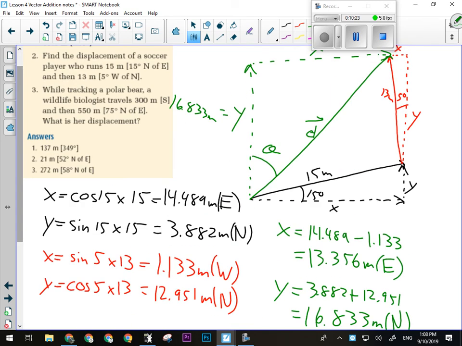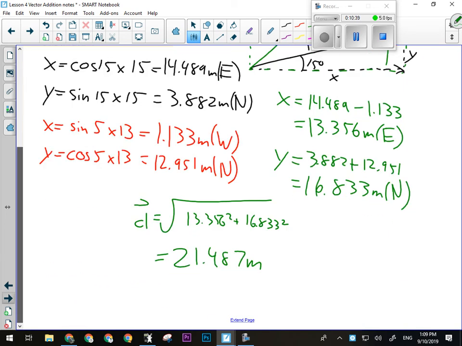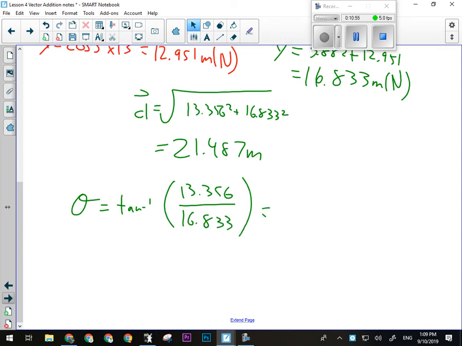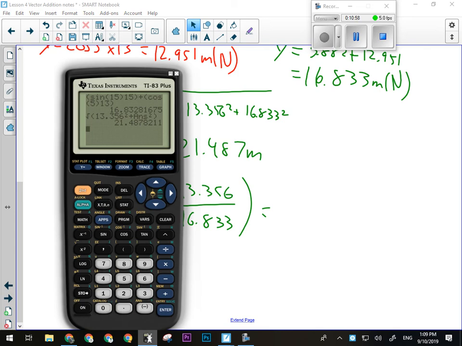Now, I drew the triangle this way. Would it have been okay to draw it this way? I still get the same magnitude. All I'm going to get is the complementary angle to what I'll get with my triangle. So with my triangle, x is opposite, y is adjacent. So I'm going to find theta by going tan to the minus 1 of 13.356 divided by 16.833. Again, you would use all the decimals because you wouldn't have screwed it up like I did and lost all of your numbers, but I'm going to be lazy.